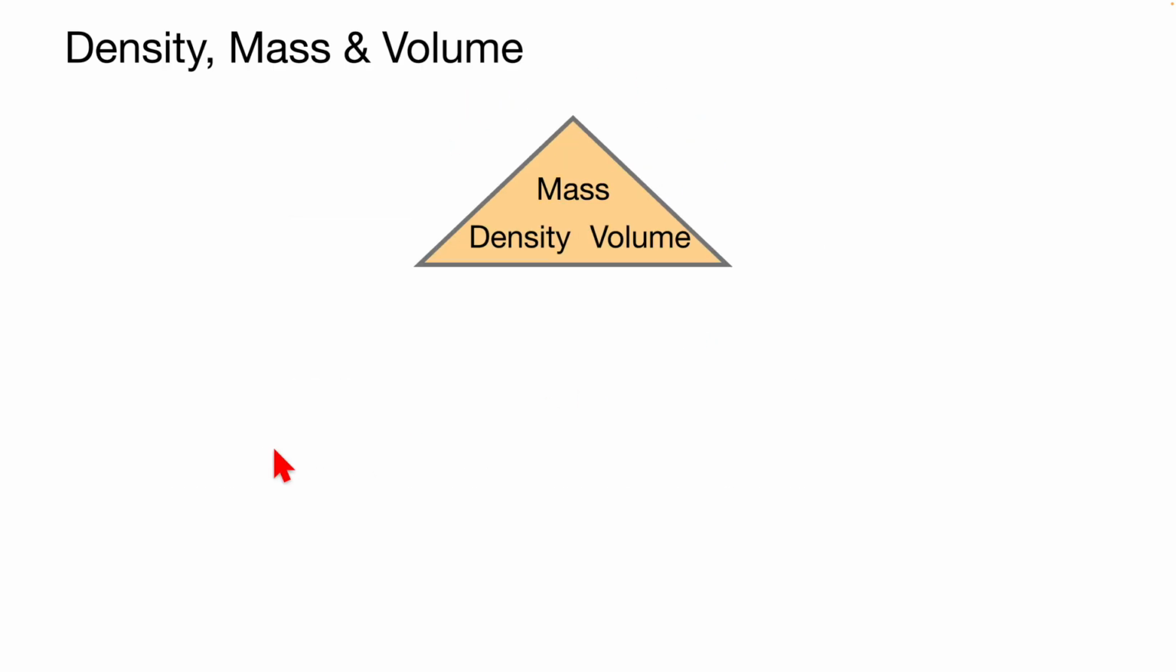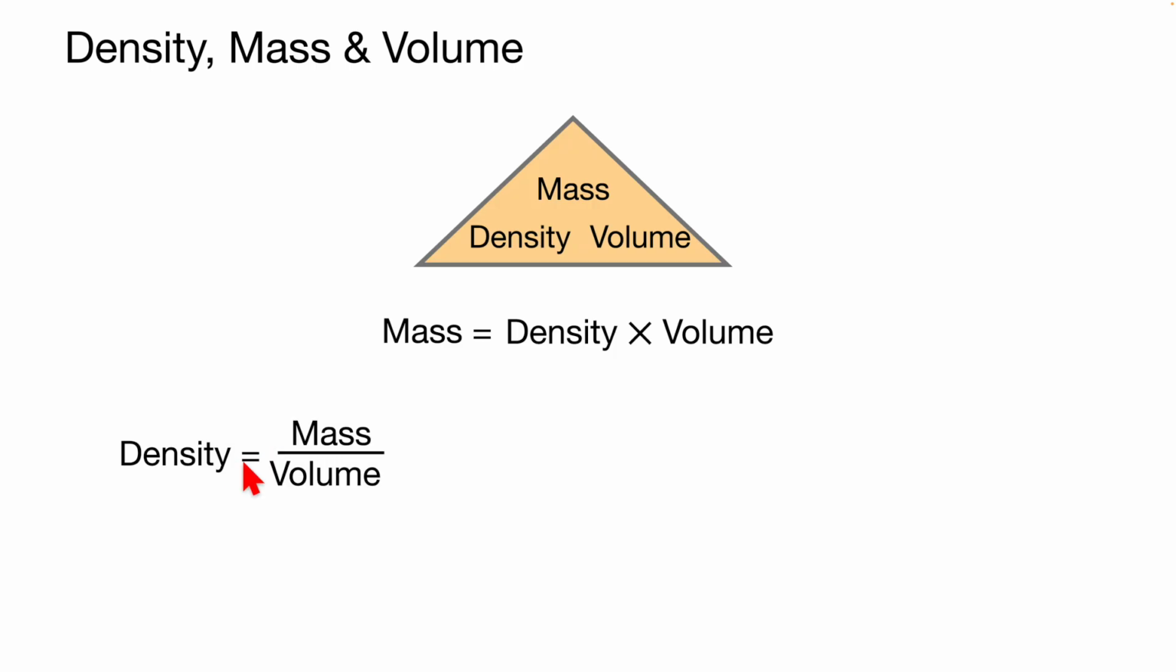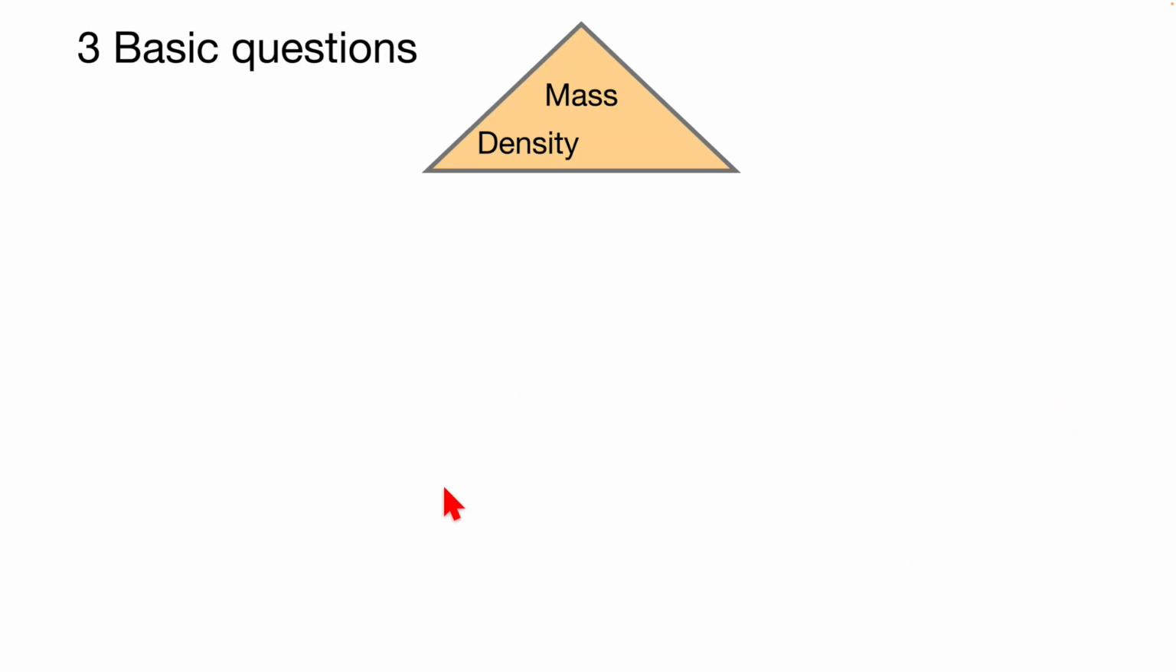Here is our magic triangle, and of course a magic triangle gives you three equations. It gives you mass as density times volume. It gives you density as mass divided by volume, and it gives you volume as mass divided by density. This is the one that isn't intuitive. I think these are a lot easier. And therefore it gives us three basic questions, three things to find.